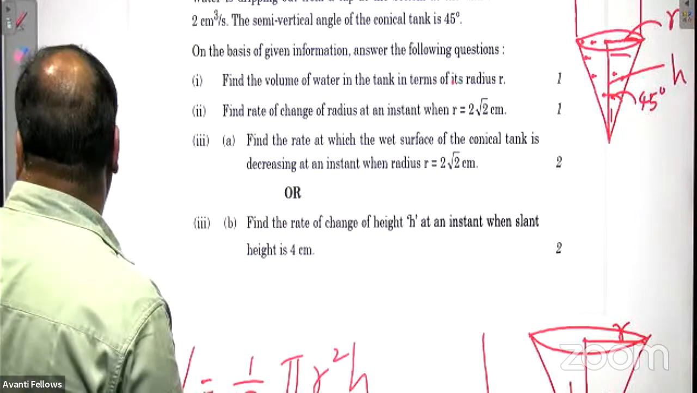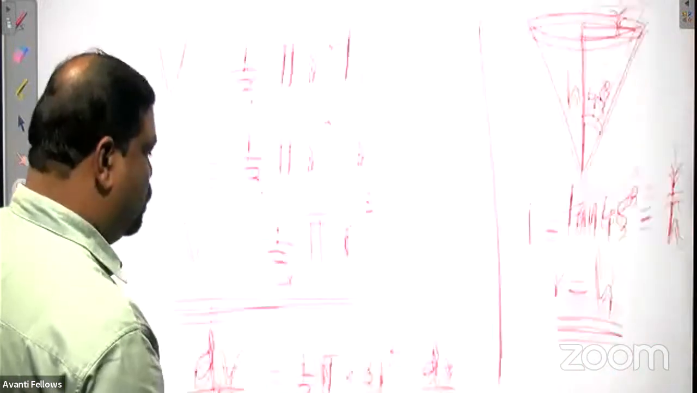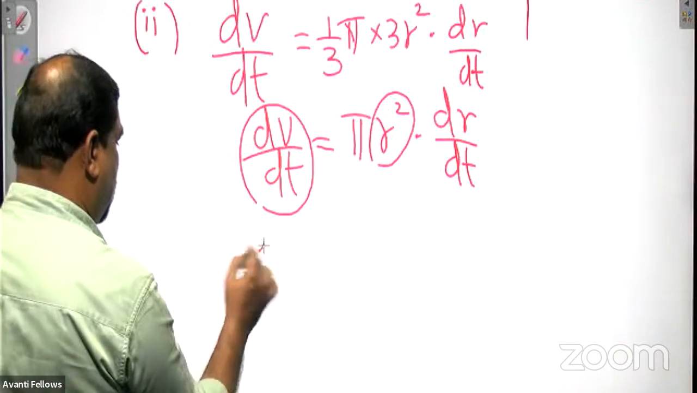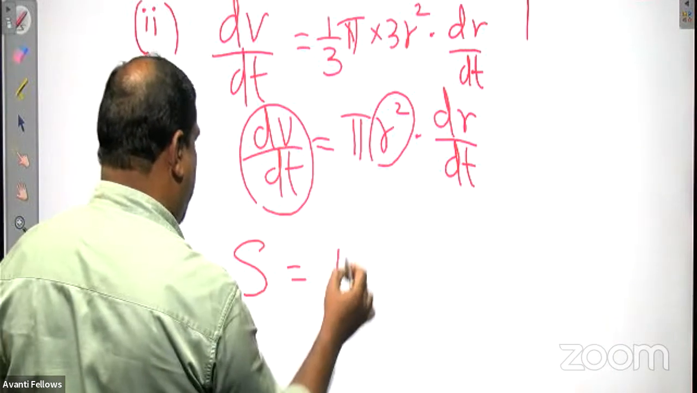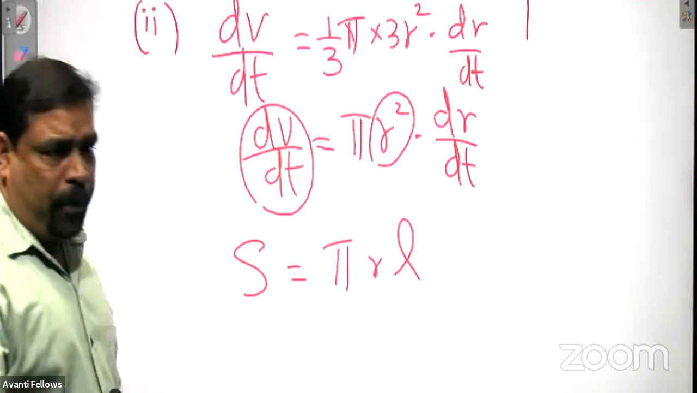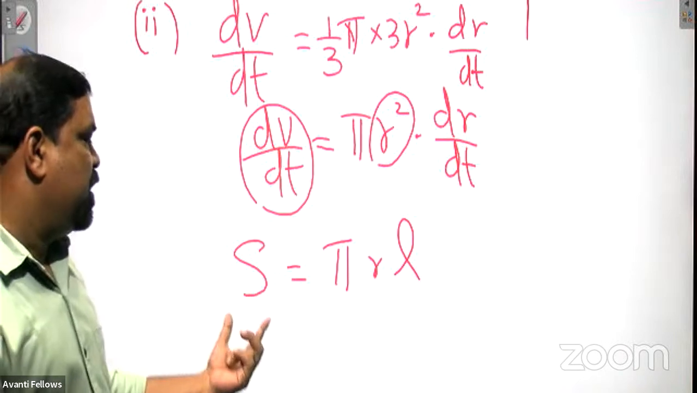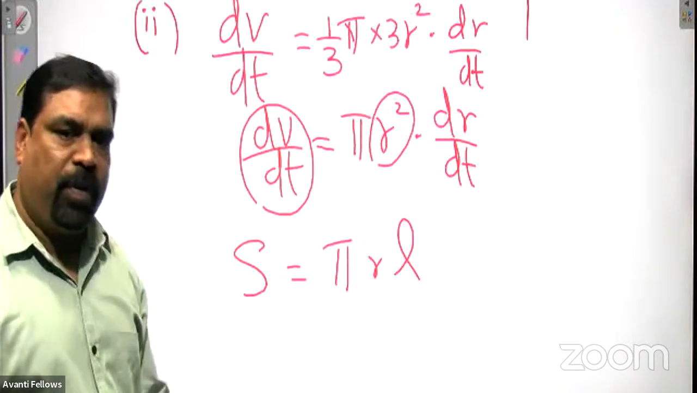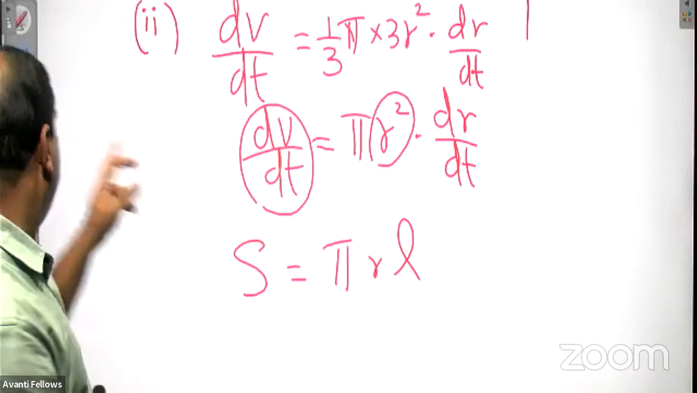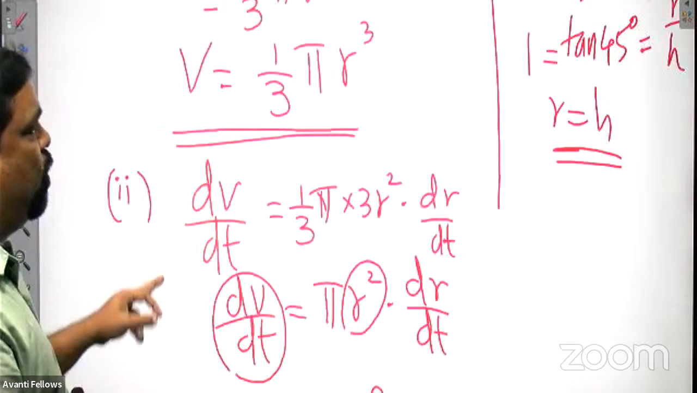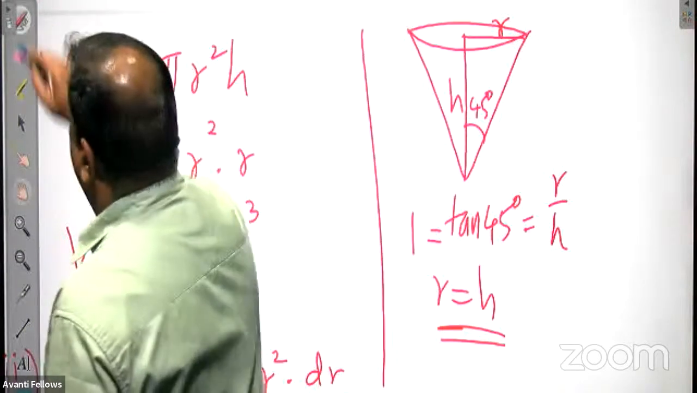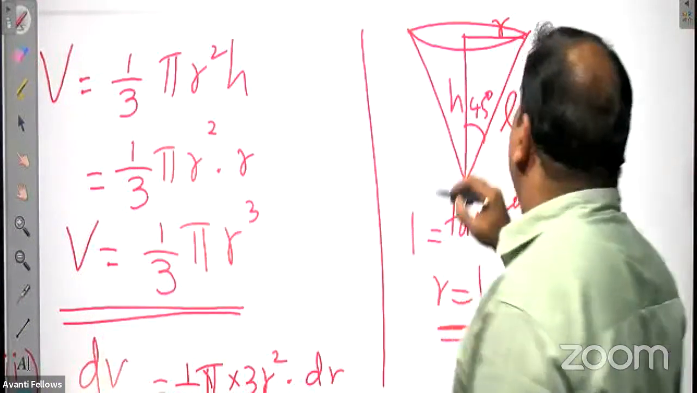And we know the surface area formula, isn't it? The curved surface area is equal to pi r L. But again we have to replace this L. For that, what we have to do? The same trigonometry we have to apply. The slant height is L.